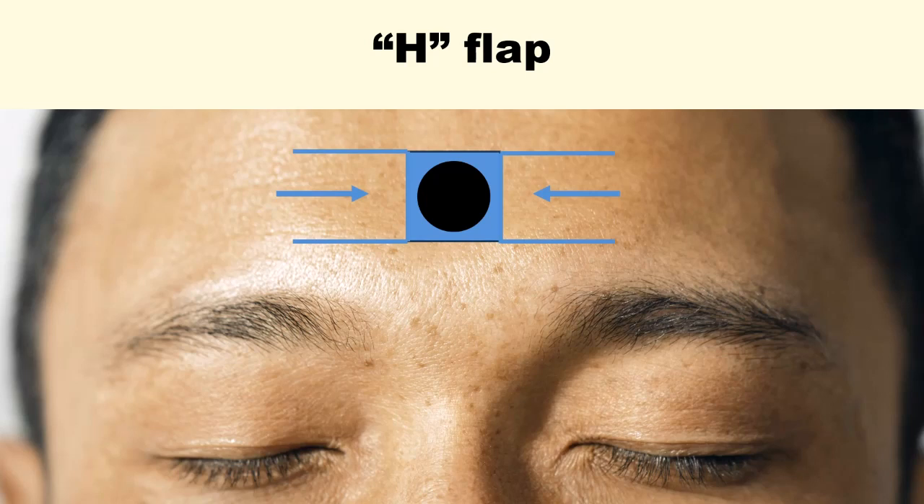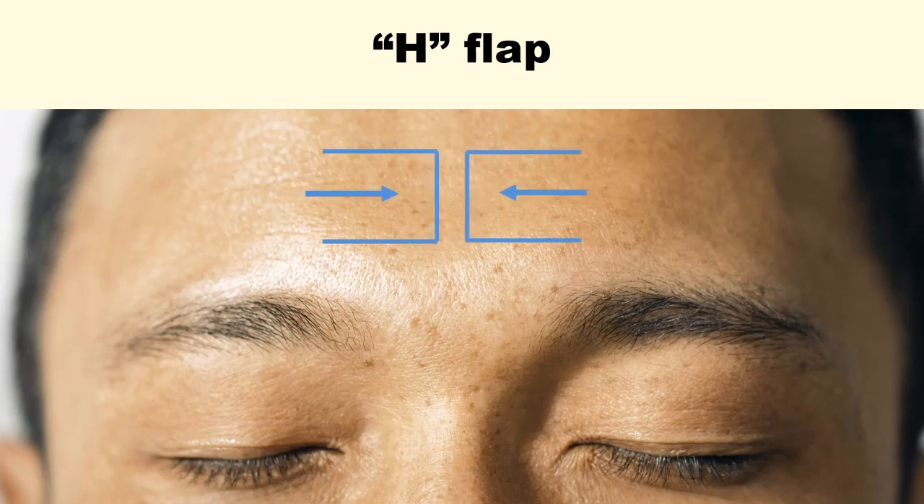So now if your flap is X, it is the same as your defect being X, and you have X on both sides as well. So your flaps are the same size as your defect, but you've got 2 of them instead of 1 flap, which is 2 times X. So what you're doing now is you've reduced the length to breadth ratio of your flap and improved the vascularity. Now both these flaps will advance in opposing directions and close your defect. So each flap closes half your defect, and your resultant scar is the shape of an H, and that's why the flap is called an H flap.